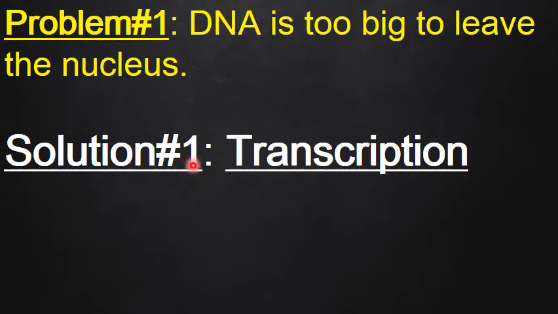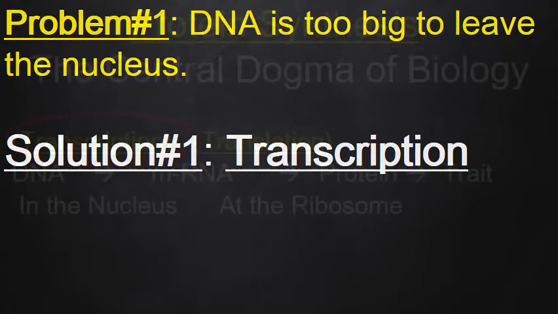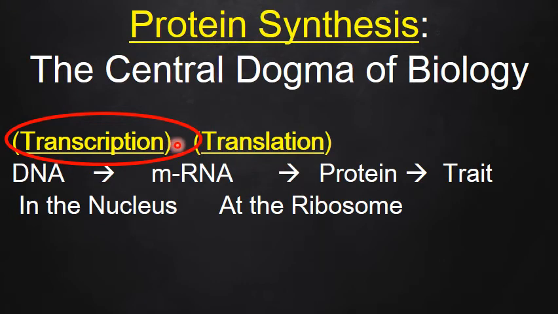The solution to this problem is called transcription. Transcription is the first process of protein synthesis, protein synthesis being the central dogma of biology: how DNA gets copied onto an mRNA molecule to produce a protein that results in your traits. DNA, RNA, protein, trait.